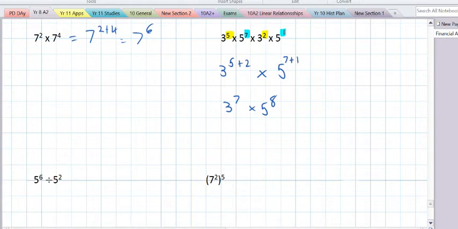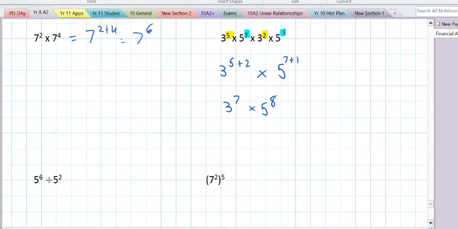So when you multiply at the top, you do 7 to the 2 times 7 to the 4. You add the powers. Timesing and dividing are opposite, so you can think about what's opposite to adding: subtract. So this would be 5 to the power of 6 take 2. But it's dividing there. Yes, it is.